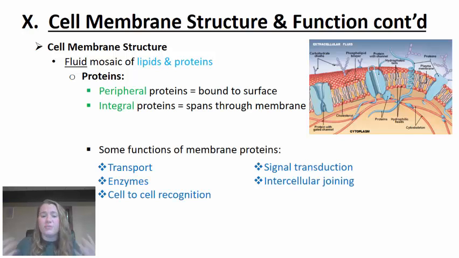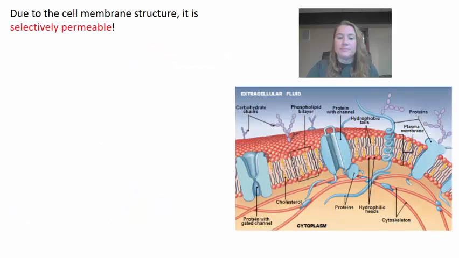So some functions of the proteins could be to transport things in and out of the cell. They could be enzymes that help to speed up certain reactions by reducing the activation energy. They could even help cells recognize each other to know, is this a safe substance that is near me? They help with signal transduction and with intercellular joining.